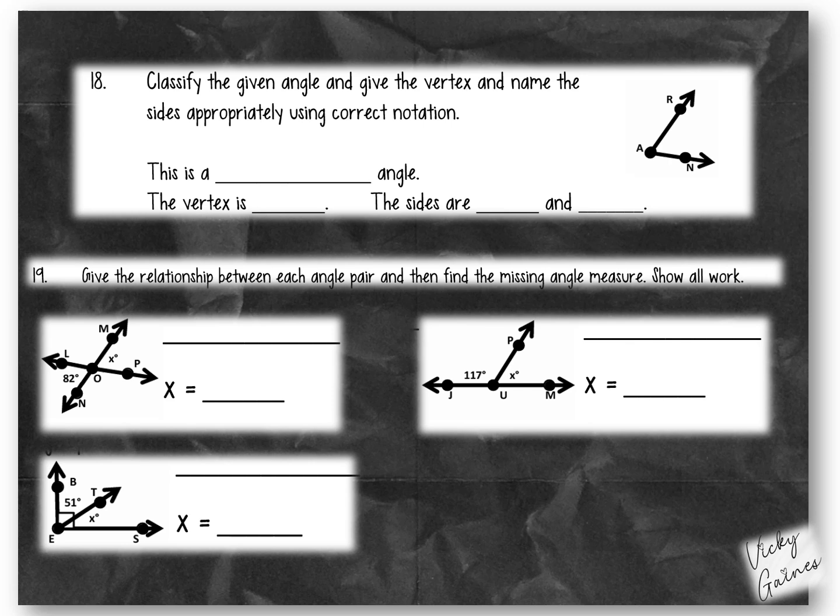18. Classify the given angle and give the vertex and name the sides. So that angle is an acute angle. It is less than 90 degrees. Vertex is A, and the sides are rays. And it does make a difference where you start. You have to start at the endpoint. It's always going to be where the vertex is. So we have ray AR and ray AN.